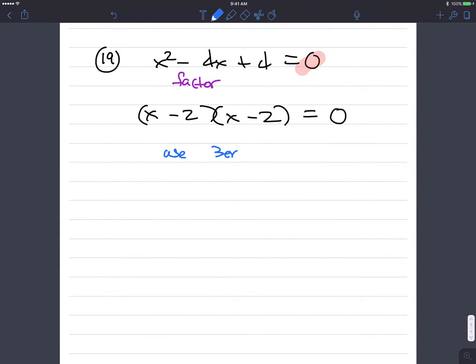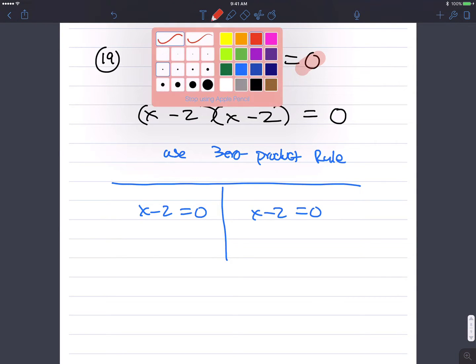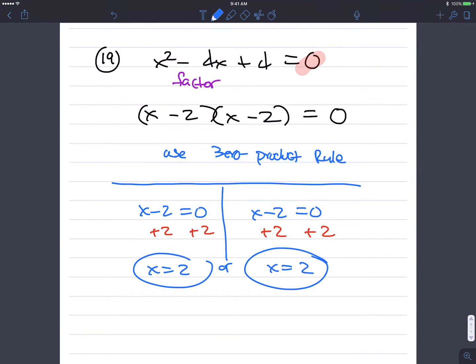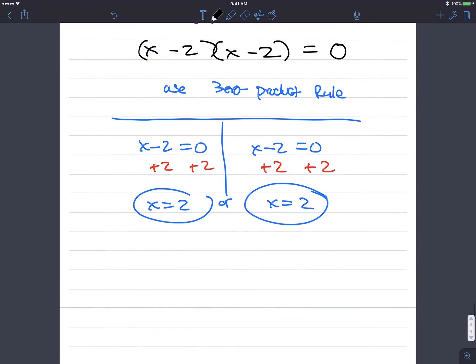Use the 0 product rule. X minus 2 is 0. X minus 2 is 0. Add your 2 to both sides, and you get x is positive 2 or x is positive 2. Now, notice here, as a solution set, if you're looking back at the book, you're going to see a single number.